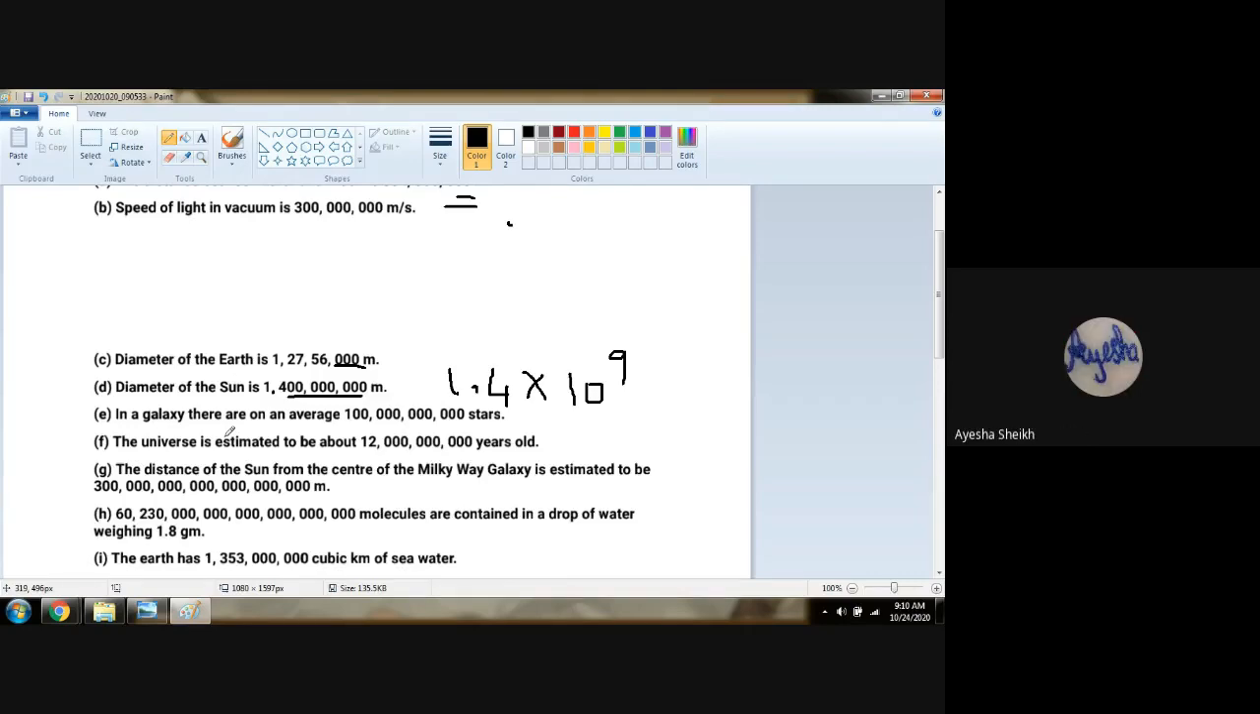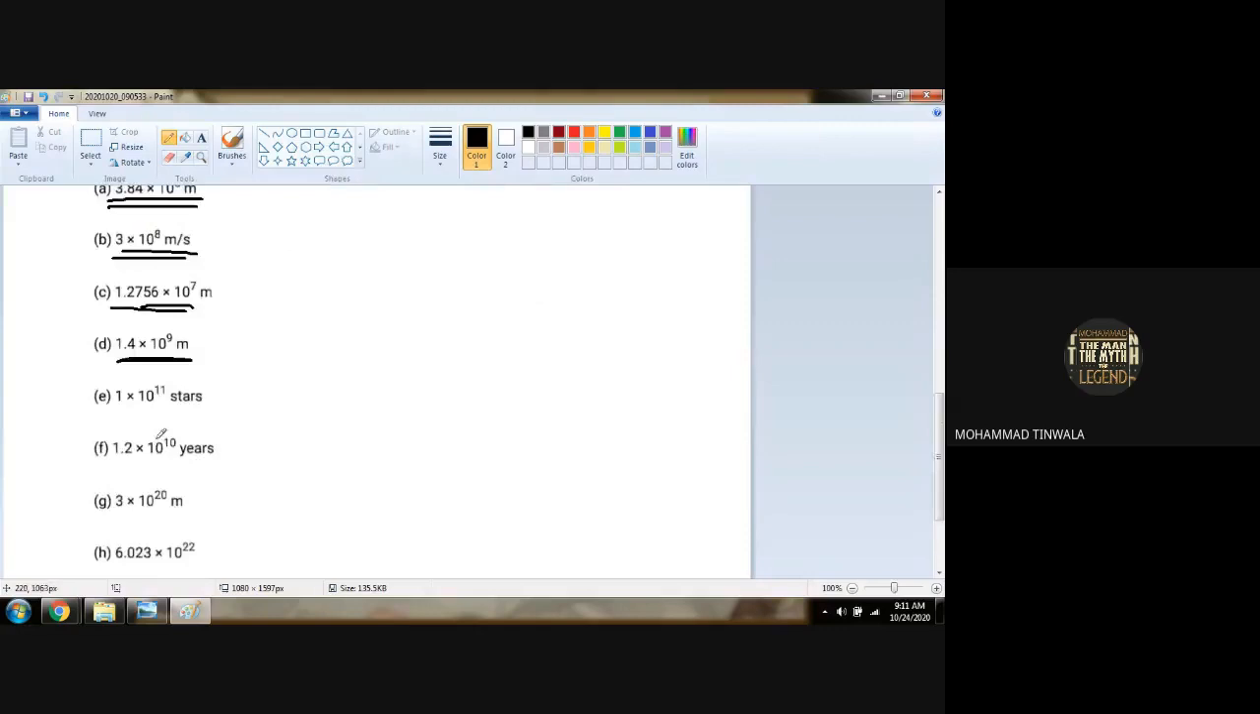One into 1 multiplied by 10 raised to 11 stars. Very good. 1 multiplied by 10 raised to how many zeros are there? 11. And what is the content here? Stars. So 1 into 10 raised to the power 11 stars. Got it?